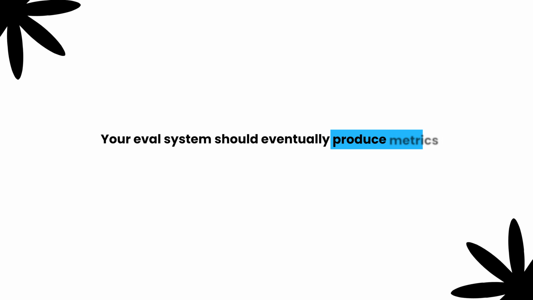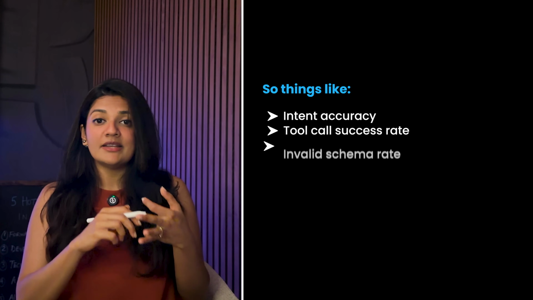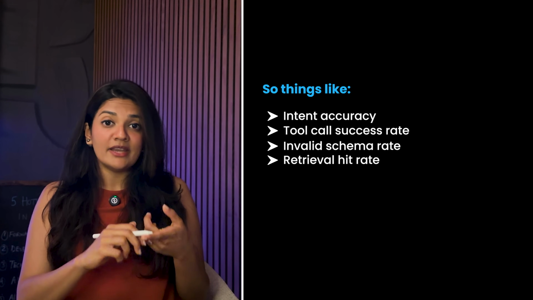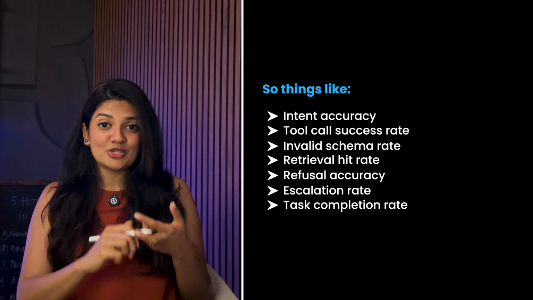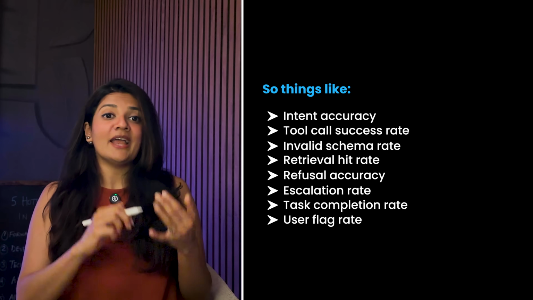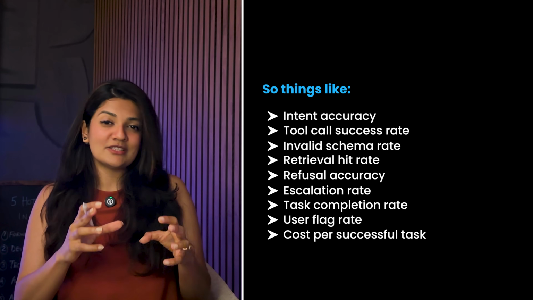Your eval system should eventually produce metrics, not just examples. So things like intent accuracy, tool call success rate, invalid schema rate, retrieval hit rate, refusal accuracy, escalation rate, task completion rate, user flag rate, and cost per successful task. These are just some of the metrics that you need to track. Yes, evaluation is actually a very complex field. And this is where agentic AI systems start to look like real production systems.